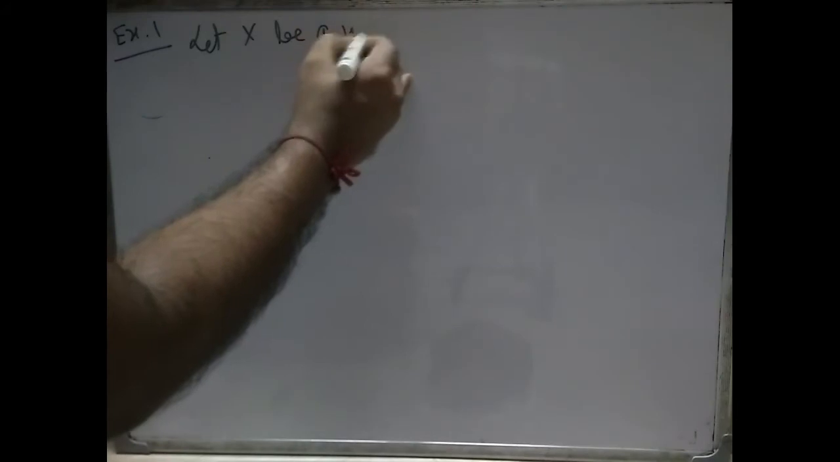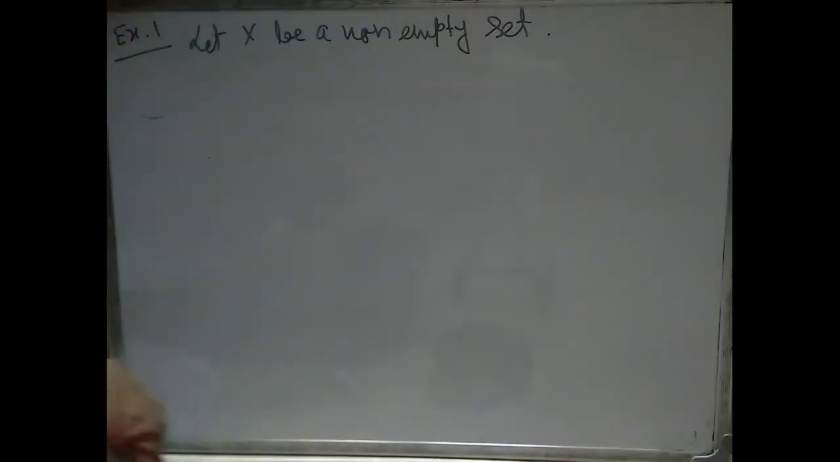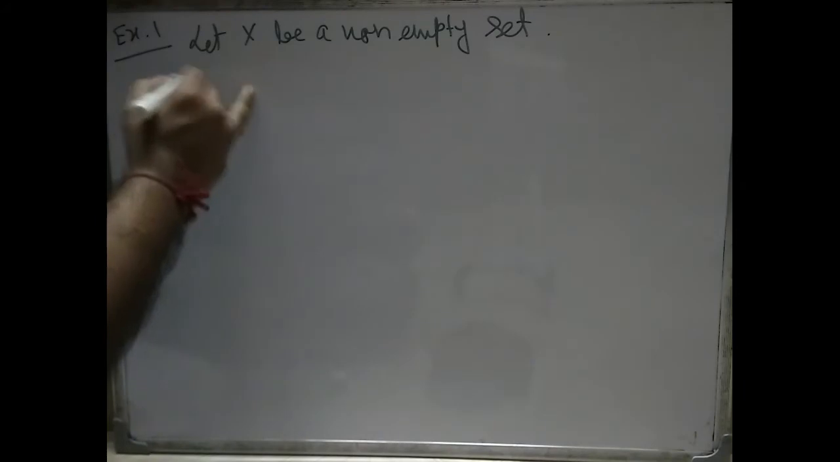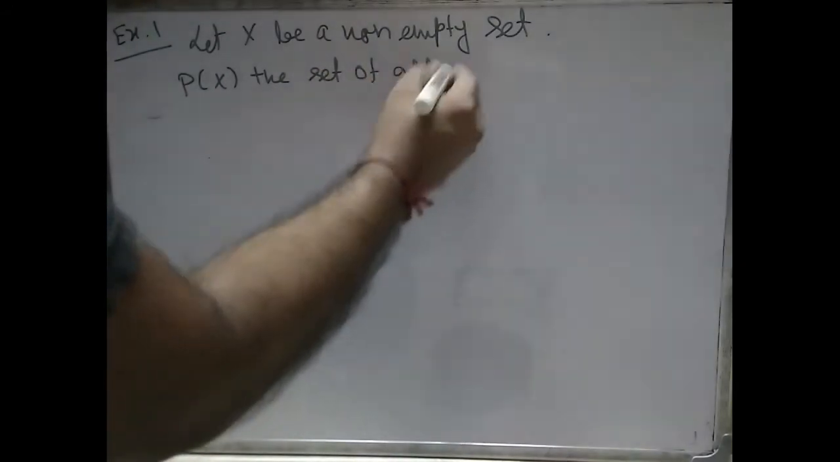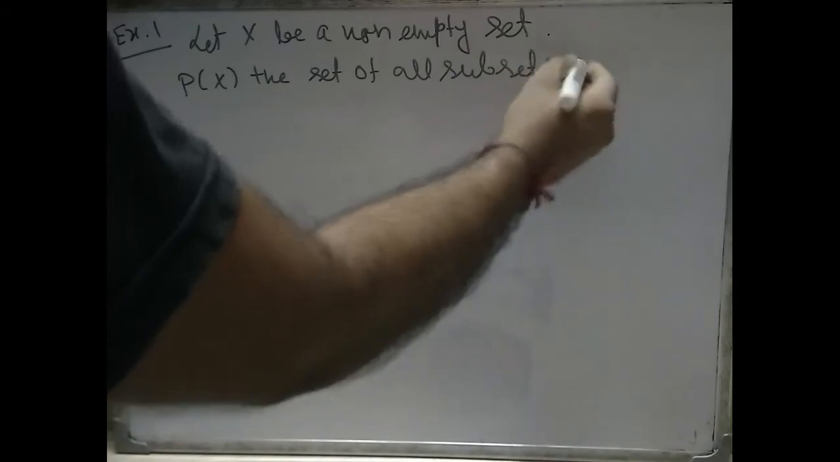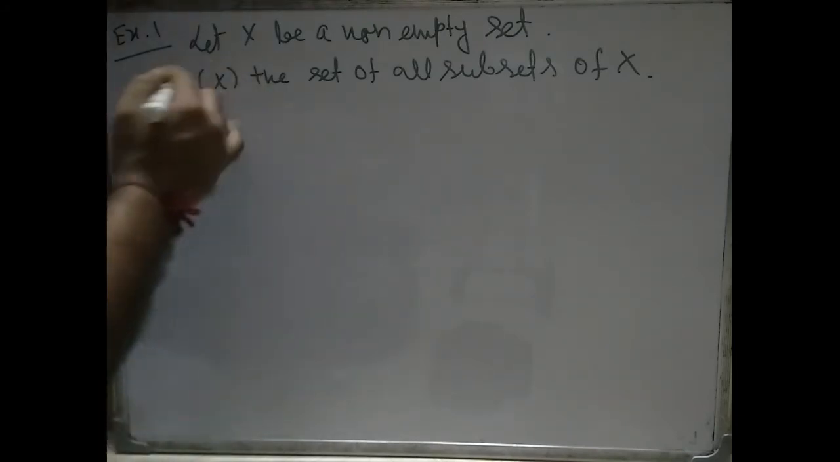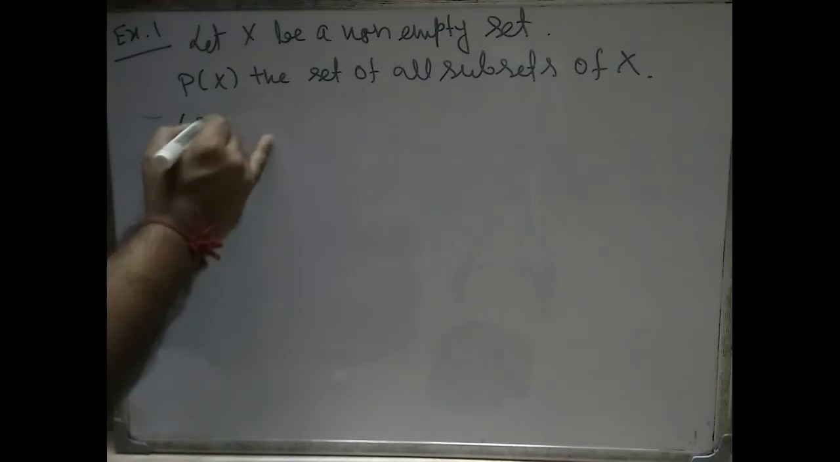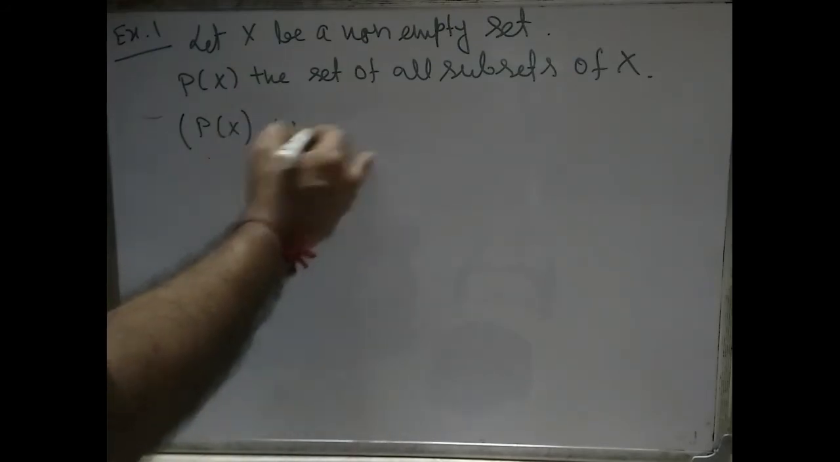Example 1 is: let X be a non-empty set. Okay, P(X) is the set of all subsets of X. So this P(X) is making a Boolean algebra with respect to union, intersection and the complementation of sets.